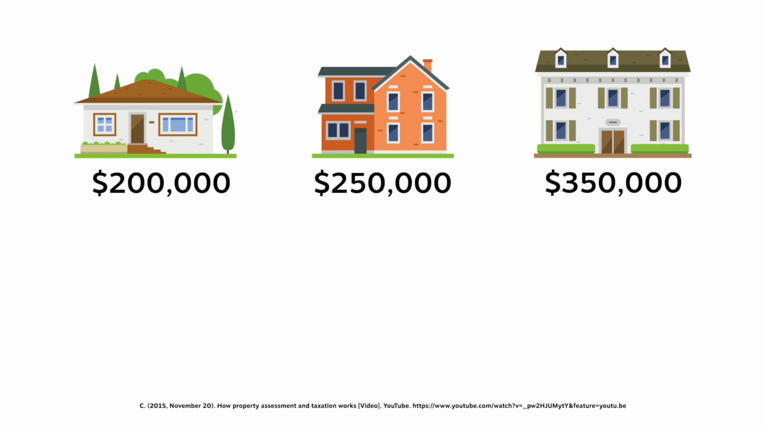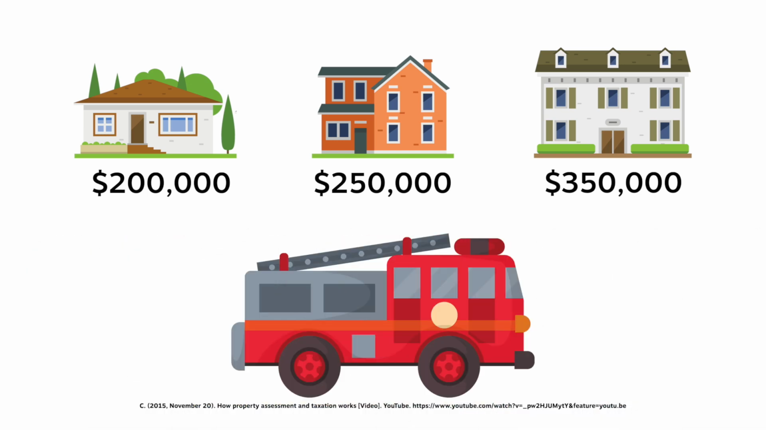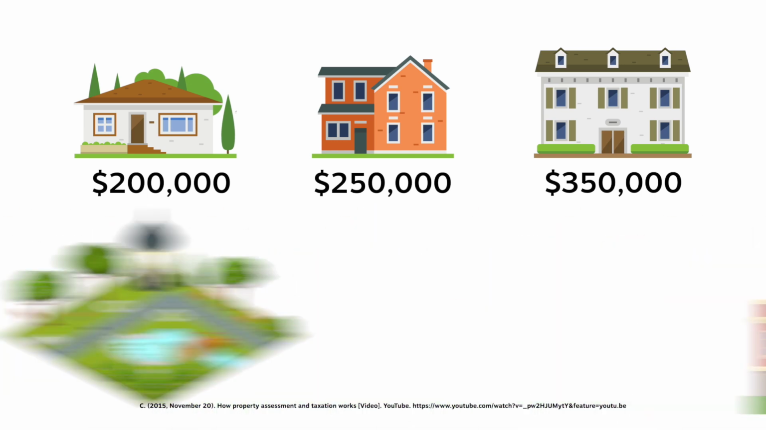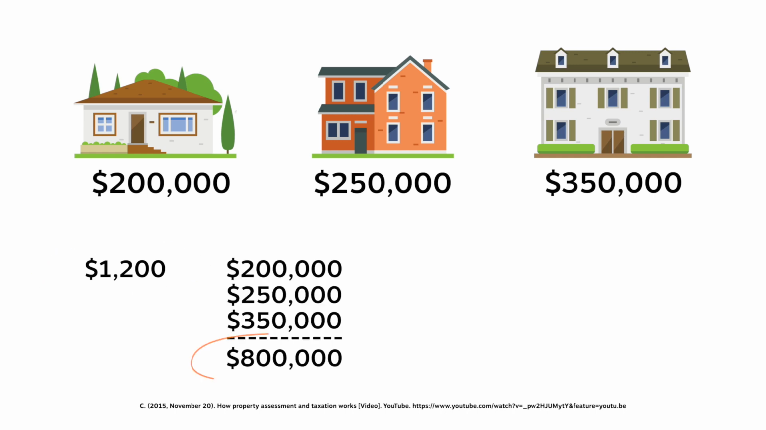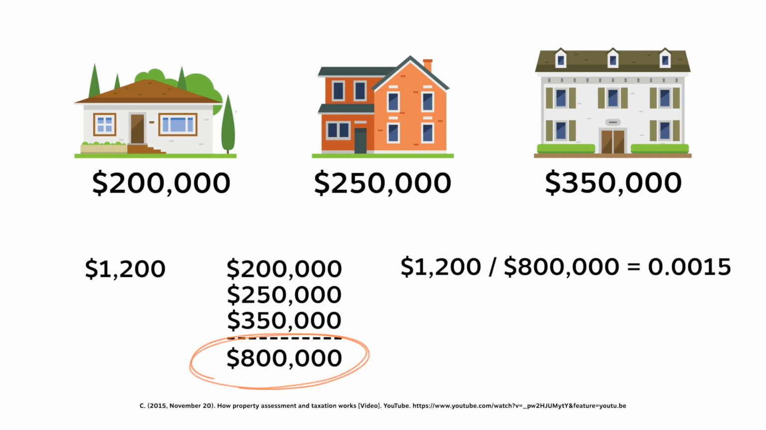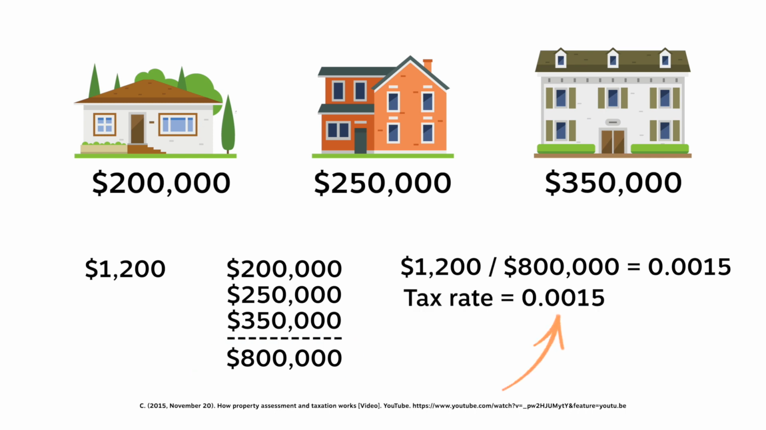The city supplies services like roads, fire protection, schools, parks, etc., and the money to pay for these services is recovered through property taxation. Now let's imagine that Danbury needs to collect $1,200 to pay for these services. To calculate the tax rate, you divide the cost to provide services by the total assessed value of all the properties in the town. This establishes a tax rate.